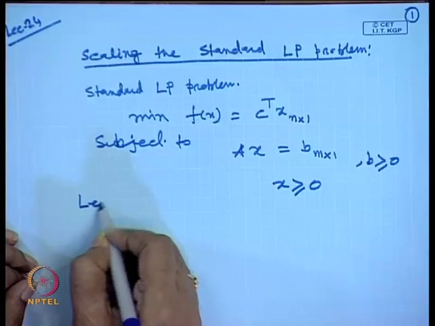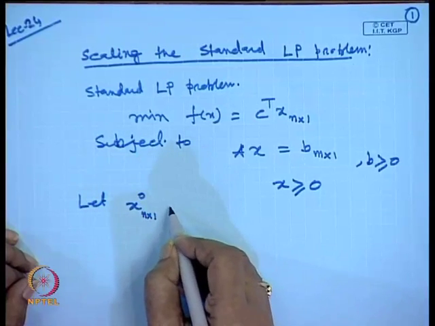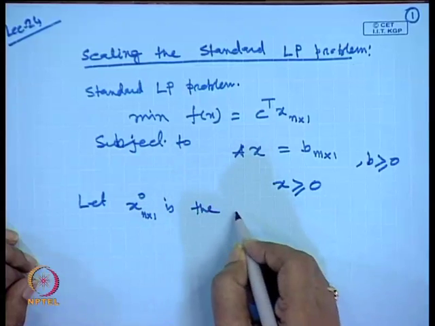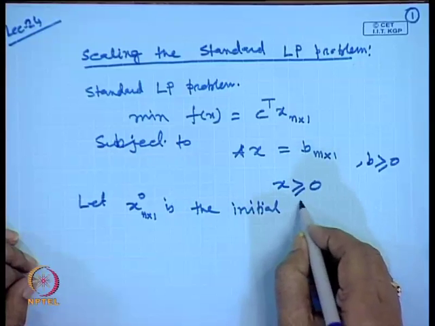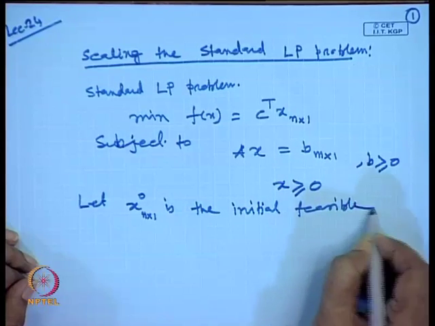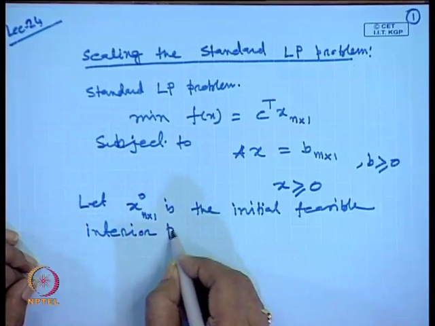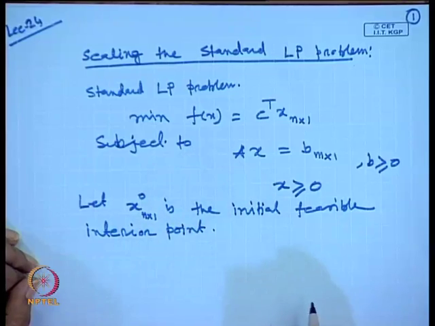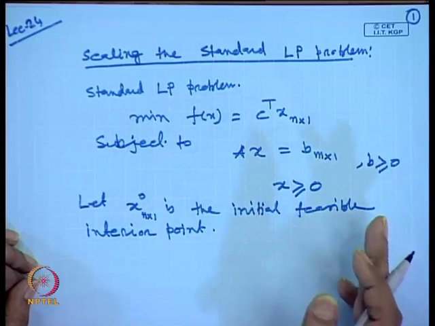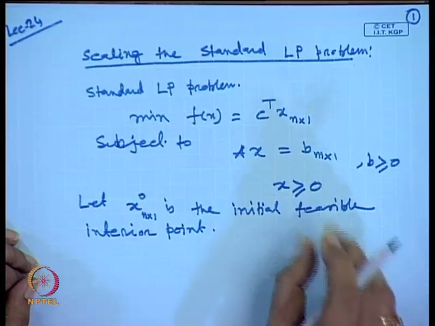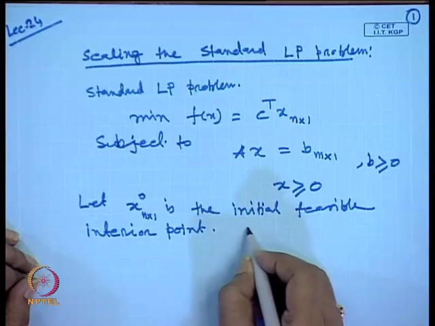Let x superscript 0, whose dimension is n cross 1, be the initial feasible interior point. We are considering this point to be off-center, that means its distances from the coordinate axes are not equal. So we consider how to center it.